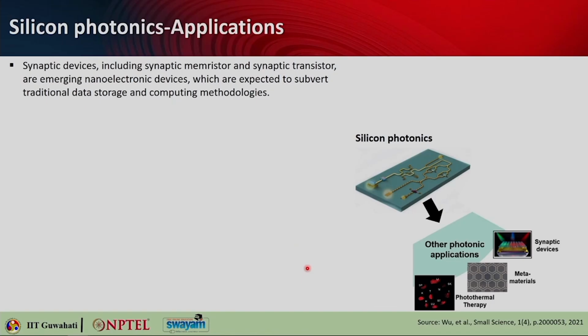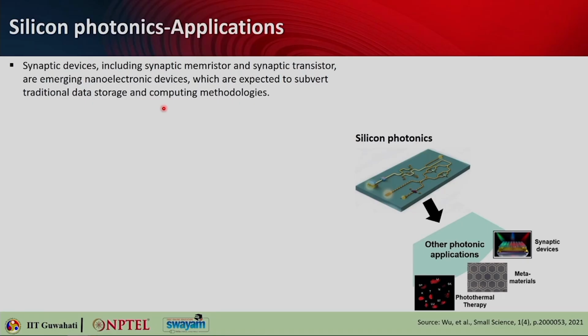Other photonic applications you can think of are in synaptic devices, using the same technique as how nerve cells communicate with each other. So you can think of synaptic memristors and synaptic transistors. These are emerging nanoelectronic devices which are expected to subvert the traditional data storage and computing methodology.